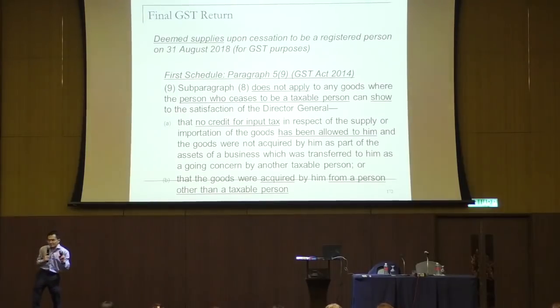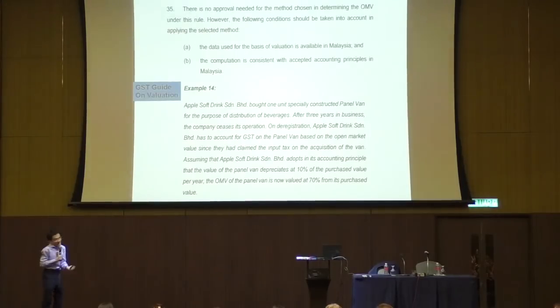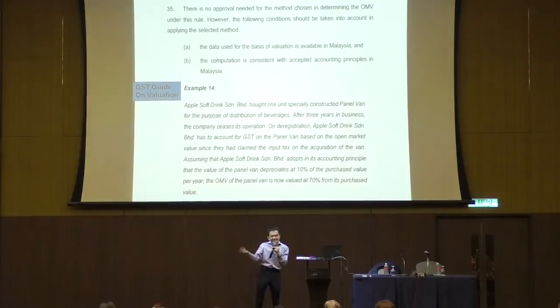I would say since there's no impact, take net book value. How do I know net book value? Let me show you this. This is from the GST guide on valuation. Principally, customs wants you to deem supply based on open market value. So for open market value of your assets, taking net book value is acceptable. It's inside the guide.